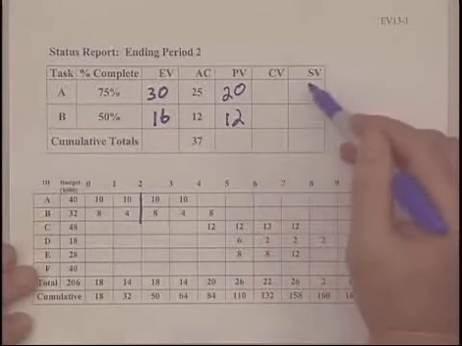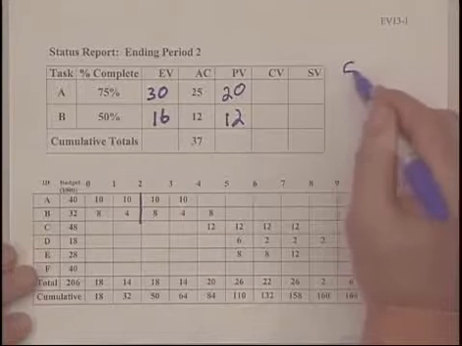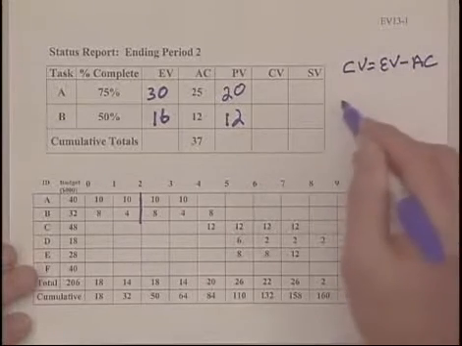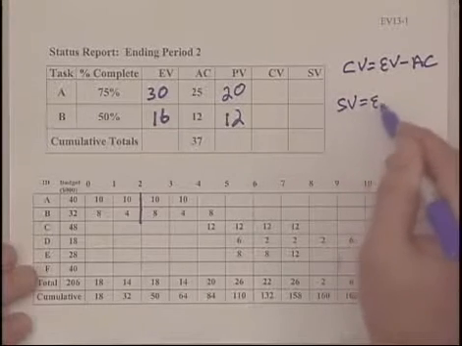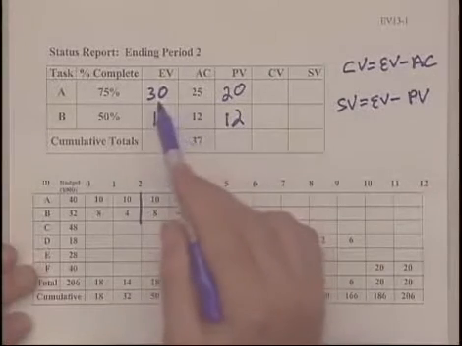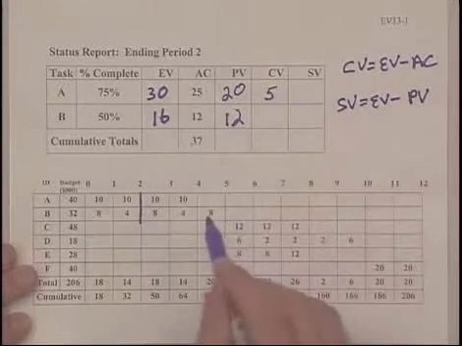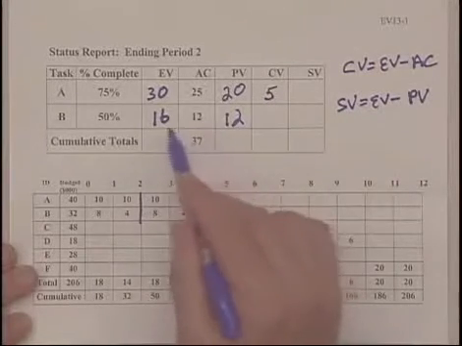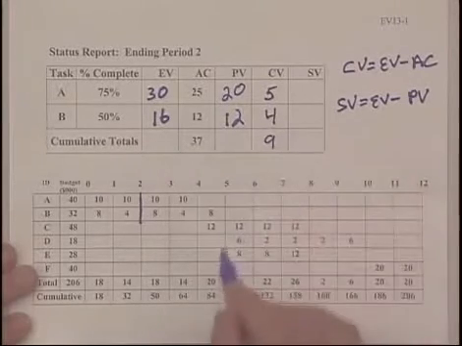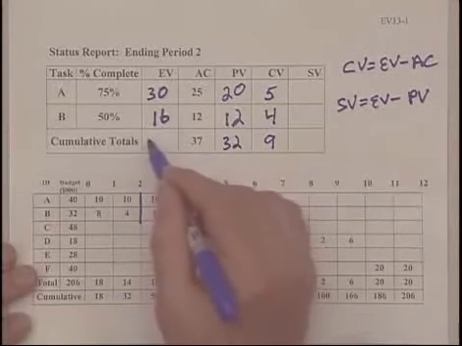Now we can create two of the important indices used to gauge progress. Cost variance, which equals earned value minus actual cost, and schedule variance, which equals earned value minus planned value. So we subtract 25 from 30, and we have a cost variance of 5. 12 from 16, 4. Total that up, 9. And while I'm at it, I'll total that number up, and I'll go ahead and total this number up.